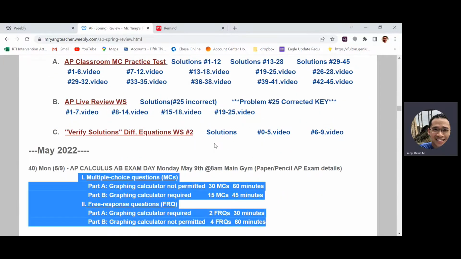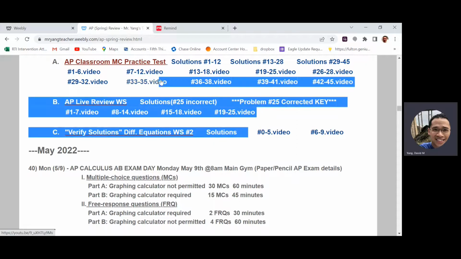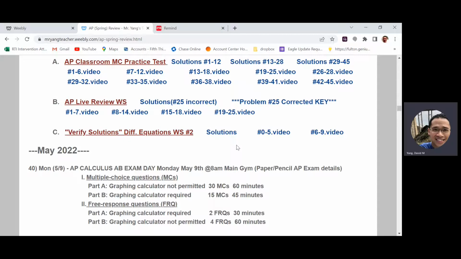Same thing here, right? All these worksheets, if you don't have time to work through them, click through the solutions and see if those problems make sense, right?